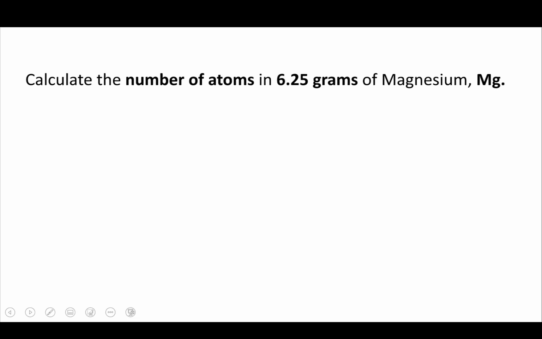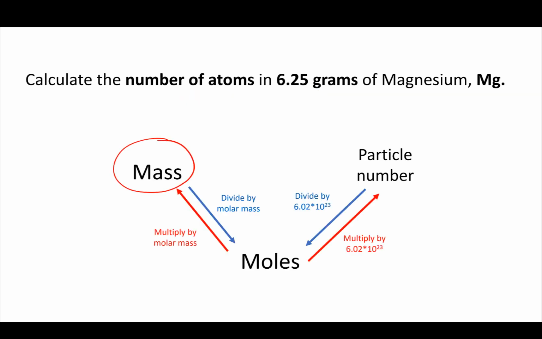Last one. Calculate the number of atoms in 6.25 grams of magnesium. So you start with a number of grams of magnesium, that's a mass, and you go to a number of atoms, that's a number of particles. So we start with a mass. We want to go to particle number. We're going to need 2 steps. We're going to need to jump to moles and then to particle number.